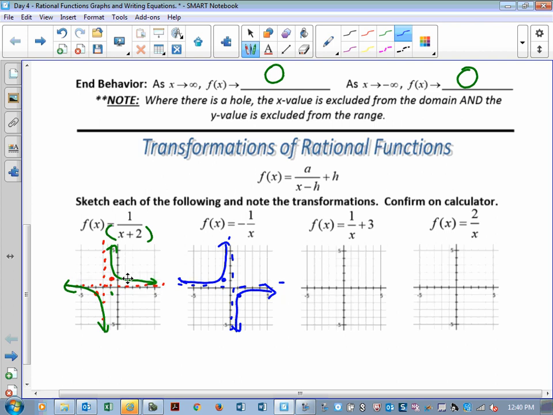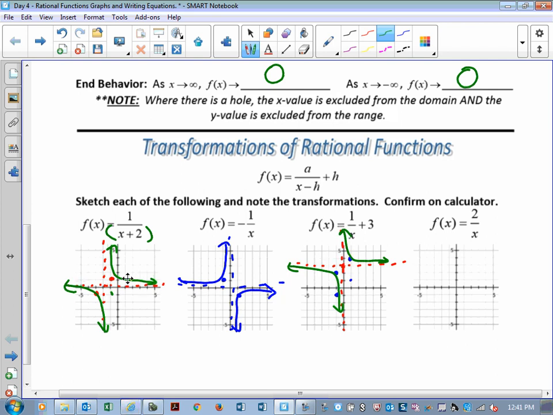Okay, next one. What's our transformation? Up 3. So instead of 1, 1, if I started here, 1, 2, 3 is going to be up here. Start down here, 1, 2, 3 is here. I have to shift my horizontal asymptote. So instead of being the x-axis, my horizontal asymptote is going to be up here. My vertical asymptote is going to stay. And I'm going to have something that looks like that.